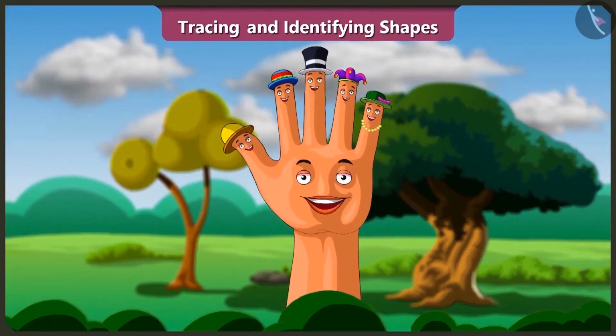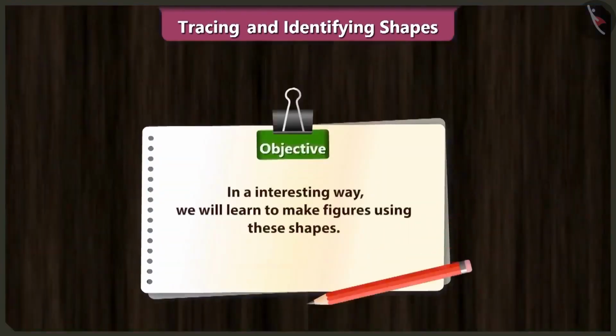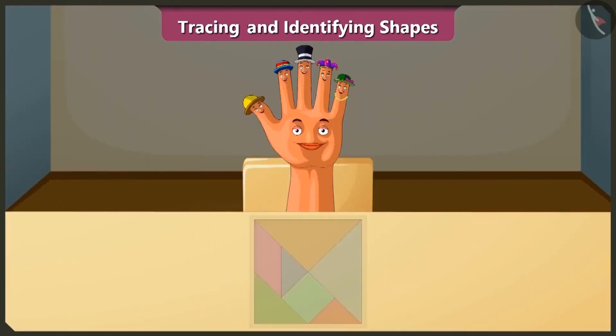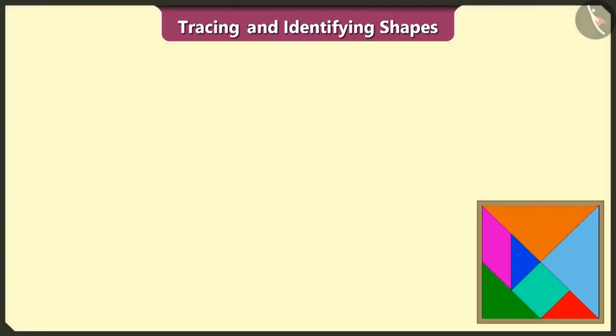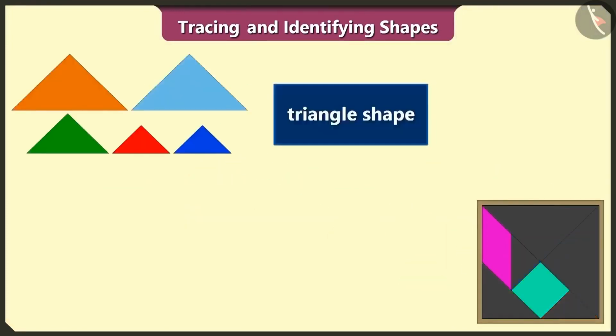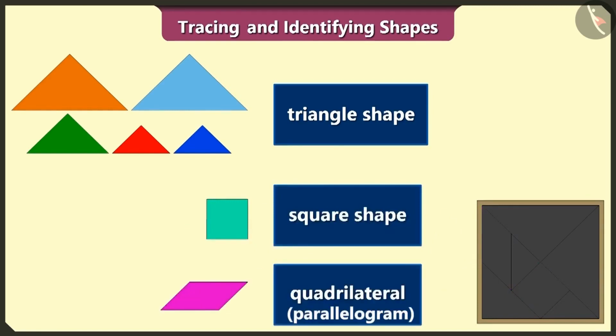Friends, we have learned to identify and trace shapes. Today, in an interesting way, we will learn to make figures using these shapes. Look, friends, this is a 10-gram. There are a total of 7 shapes in it. This 10-gram is made of 1, 2, 3, 4 and 5 triangle shapes, 1 square shape and 1 quadrilateral.